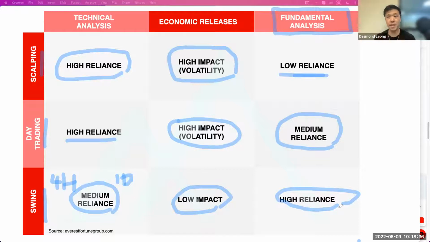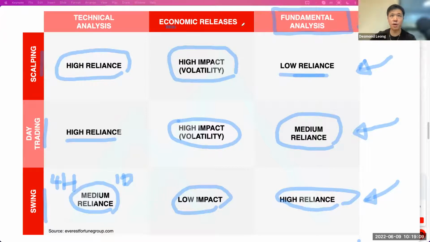So when it comes to fundamental analysis, what we're learning today depends on your trading strategy, so you don't need to be that crazy over it. If you're a long-term trader, a swing trader or position trader, yes, you have a high reliance on fundamental analysis. Day trading, you have a medium reliance, but if you're a scalper, fundamental analysis is not going to affect your trading that much.